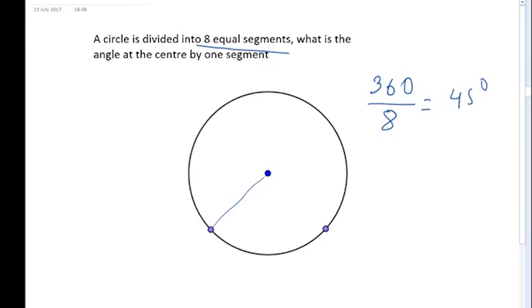So you can assume there will be 8 parts creating these angles, and all 8 have to be equal. There's nothing fancy here. So the angle for each becomes 360 divided by 8.